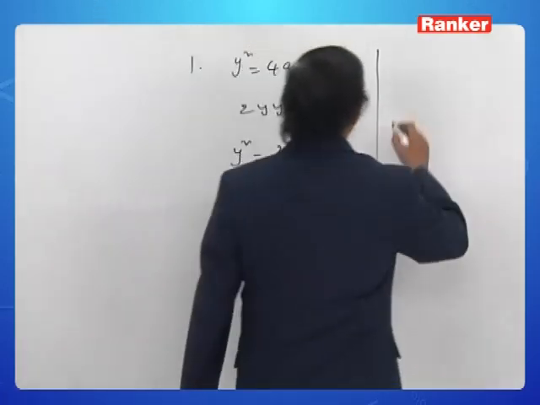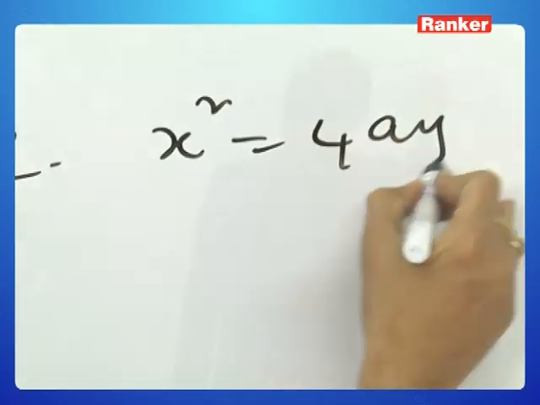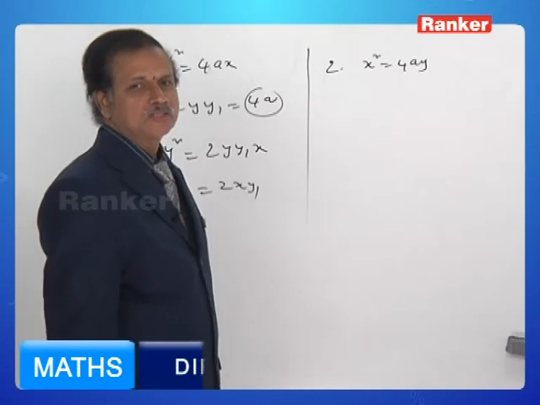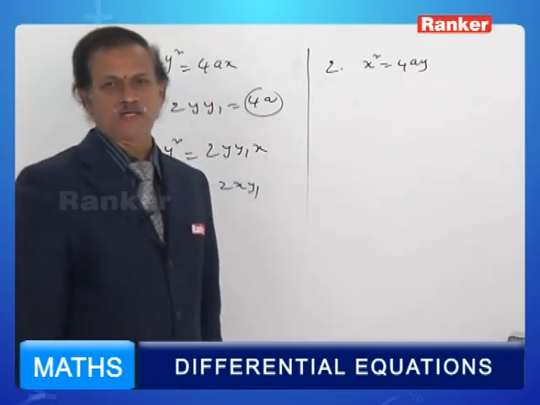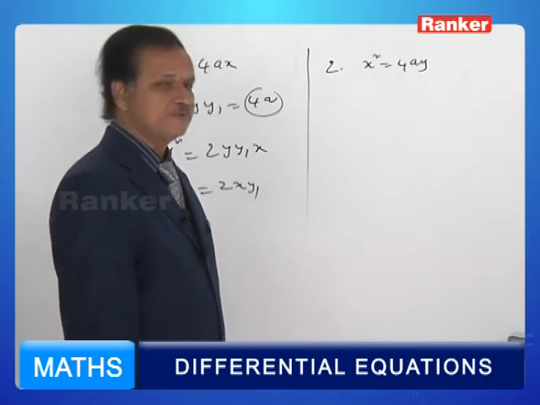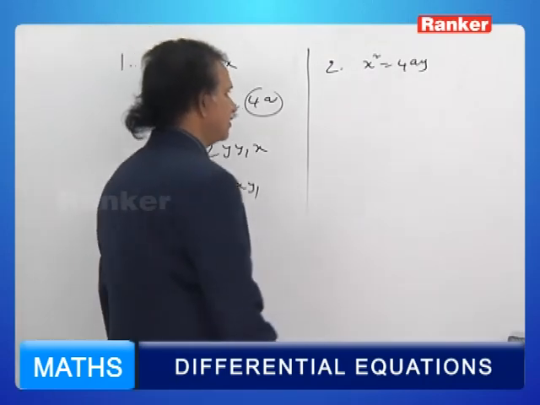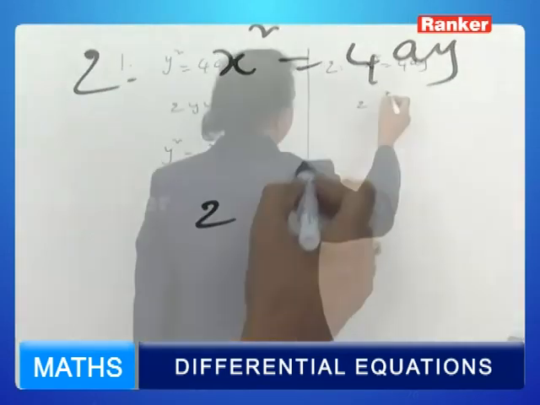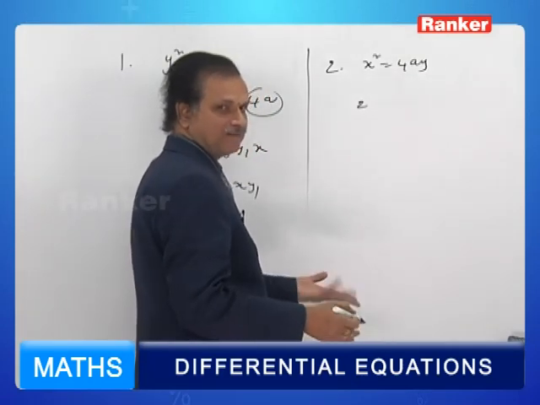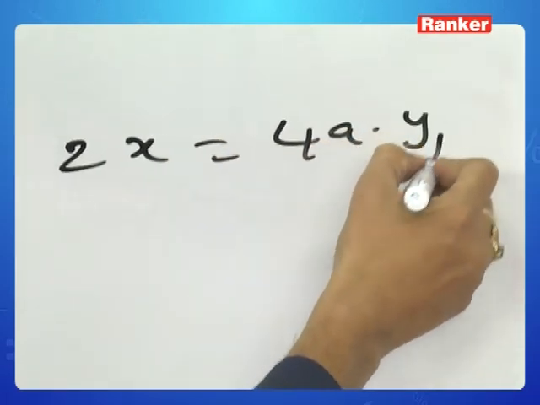What is the differential equation of the family of parabolas whose axis is y-axis and vertex is origin? What is the parabola? x square is equal to 4ay. The parameter is of course a. So a is to be eliminated. Differentiate with respect to x on both sides. We get 2x is equal to 4a into dy by dx, that is y1.